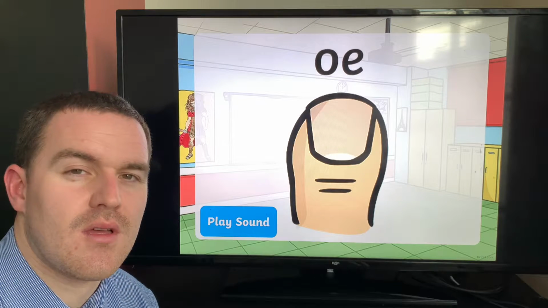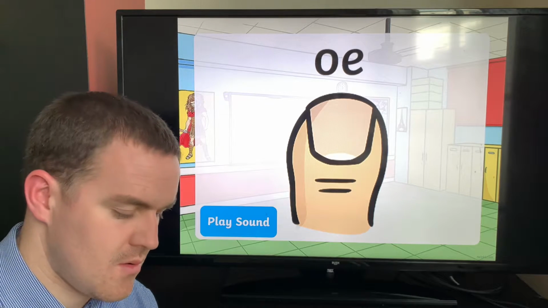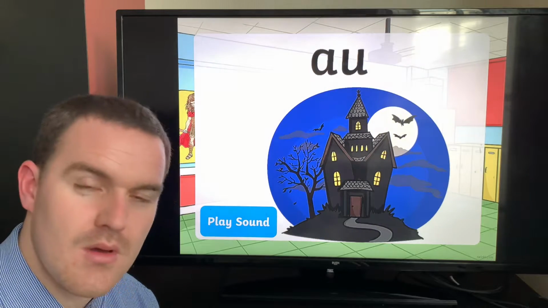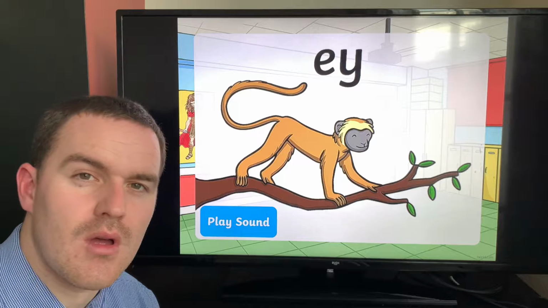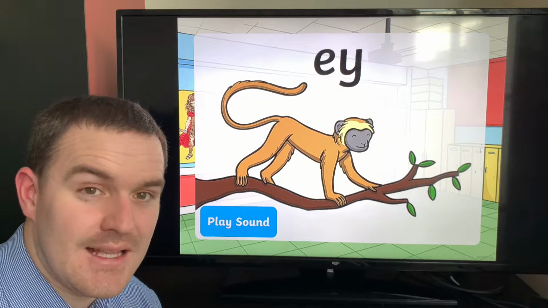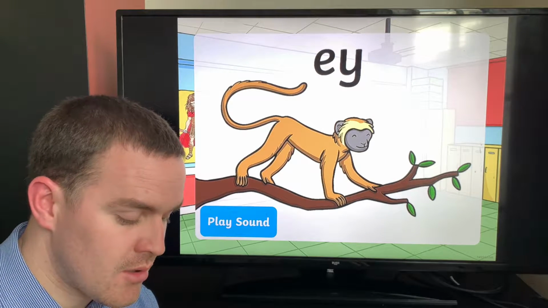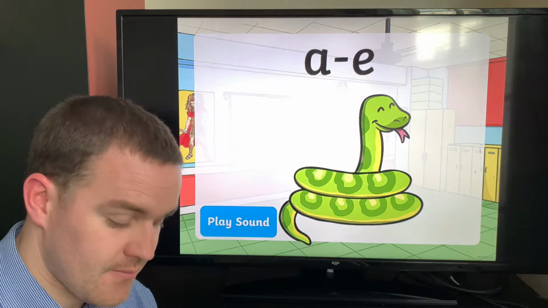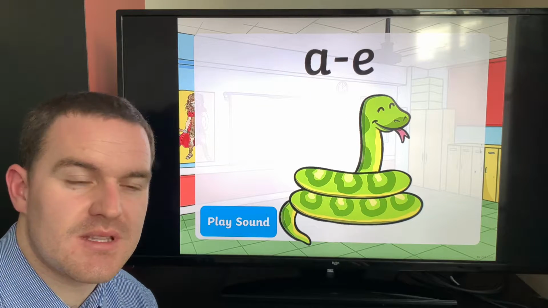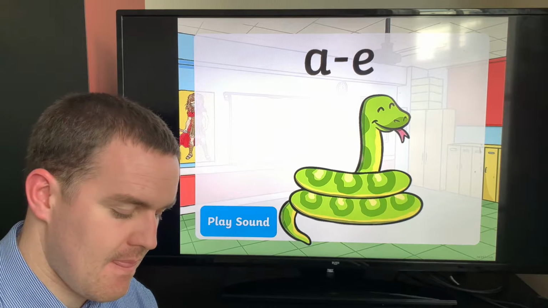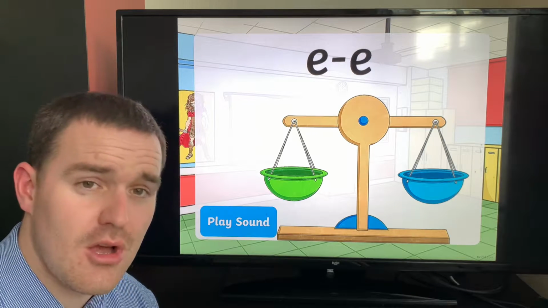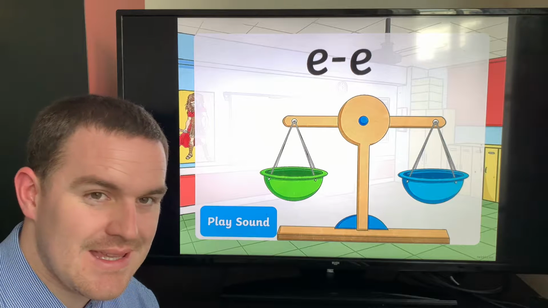What's this one? O. Or. Haunt. Monk. E. Another long E sound. E. Split digraph. I think most people will get this one. A. Another long E sound. E. Even.